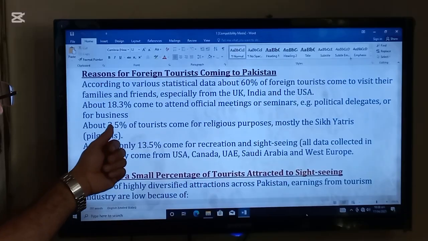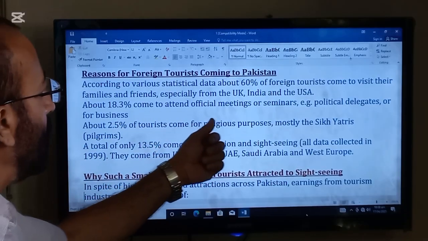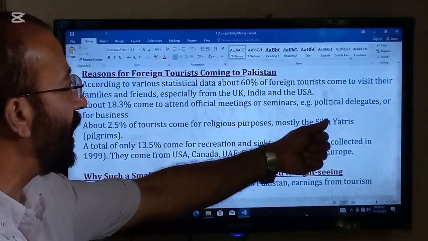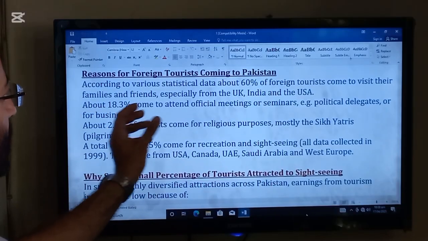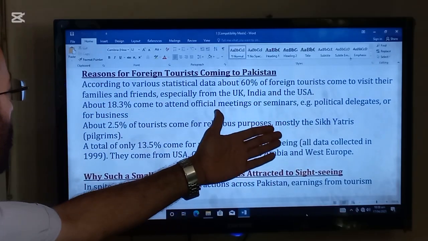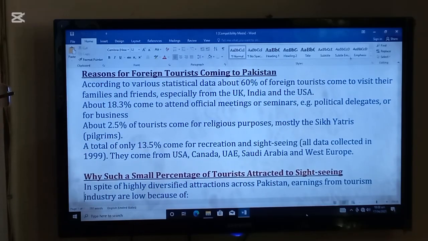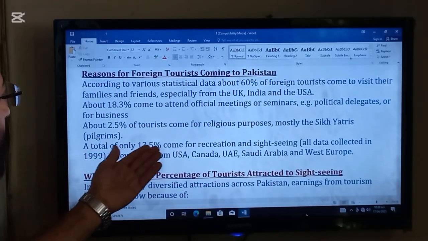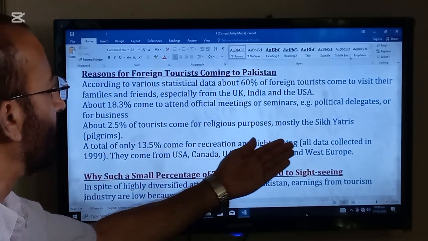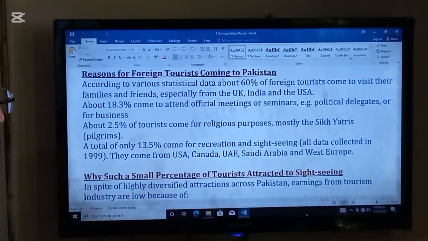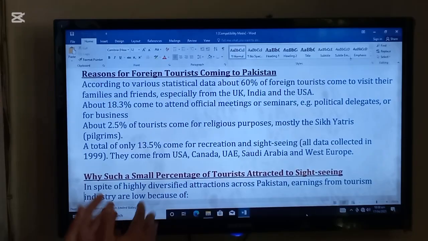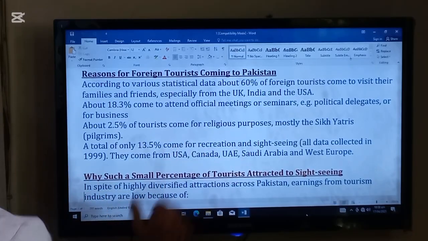Next, about 18.3% come to attend official meetings or seminars, for example, political delegates or for business. So this is the percentage coming for politics and for business. About 2.5% tourists come for religious purposes, mostly the Sikh yatris, pilgrims. So this is the percentage. This is a very small percentage out of the total who come for religious purposes.